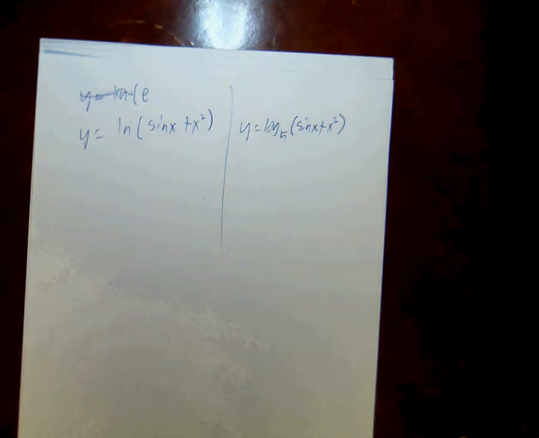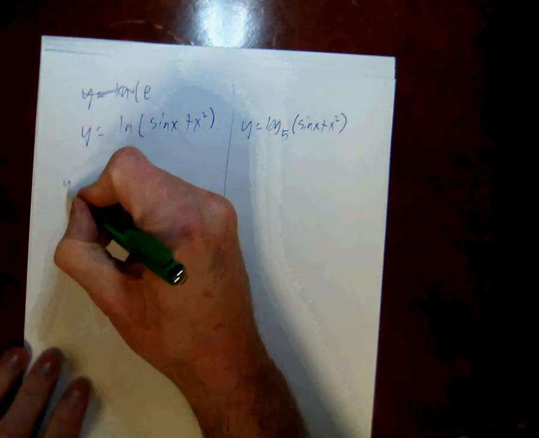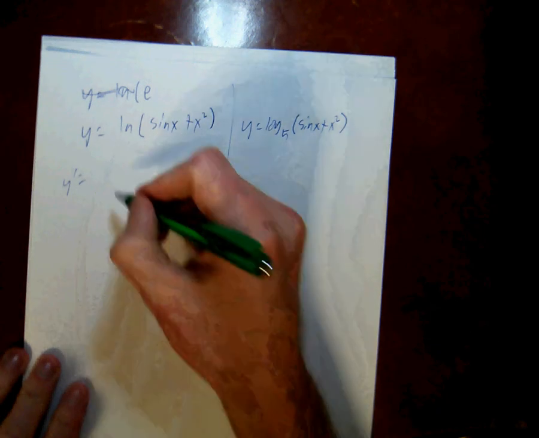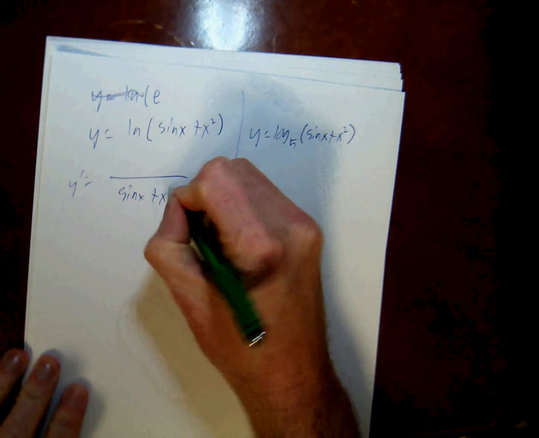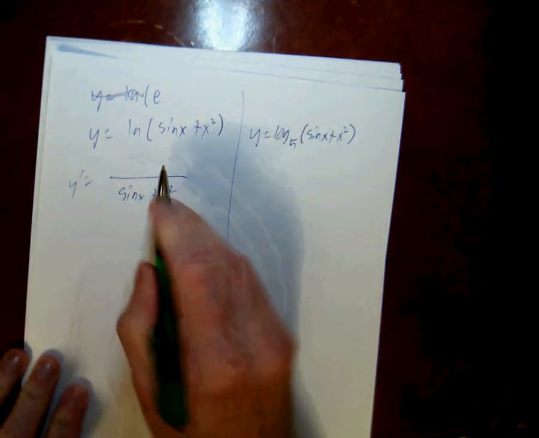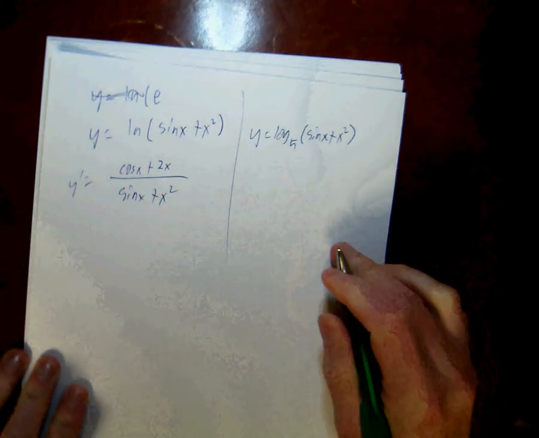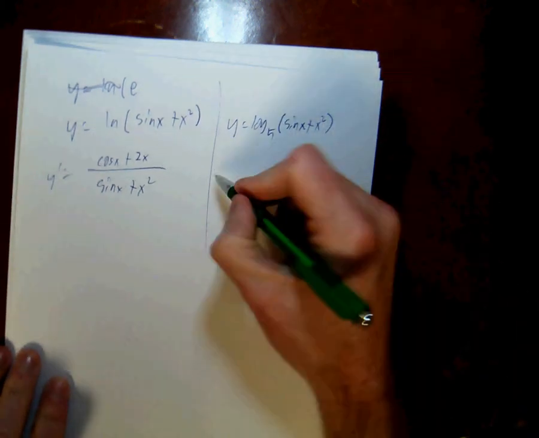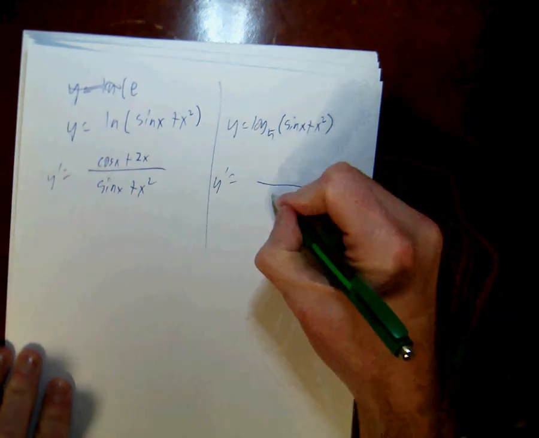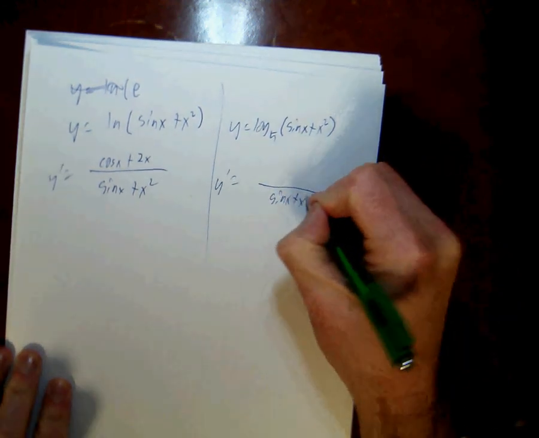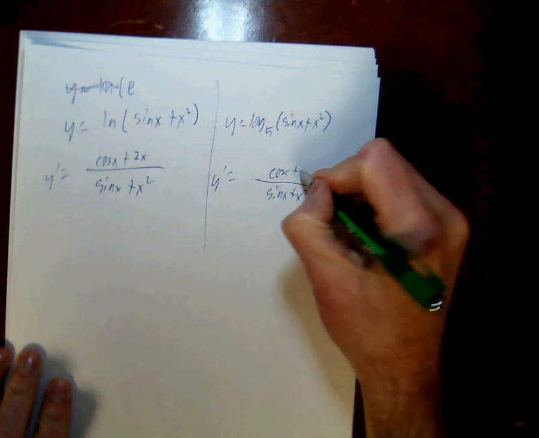All right. So, just like the other one, take the derivative of this, copy the stuff on the bottom, which is going to give me sine x plus x squared. The derivative of that I'm going to stick on top, which is going to give me cosine x plus 2x. Okay. Over here, my derivative, I'm going to do the exact same thing. Copy this stuff on the bottom, so I get sine x plus x squared. The derivative of that goes on top, which gives me cosine x plus 2x.